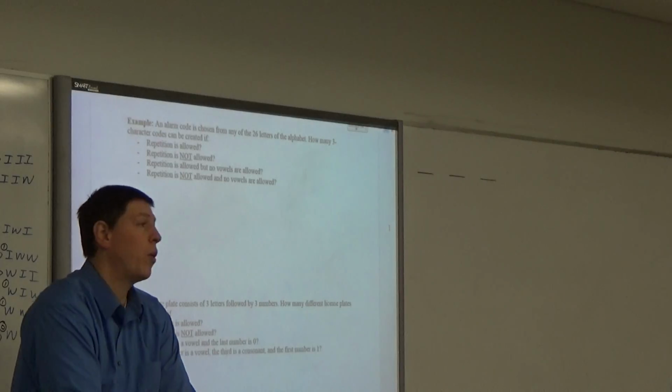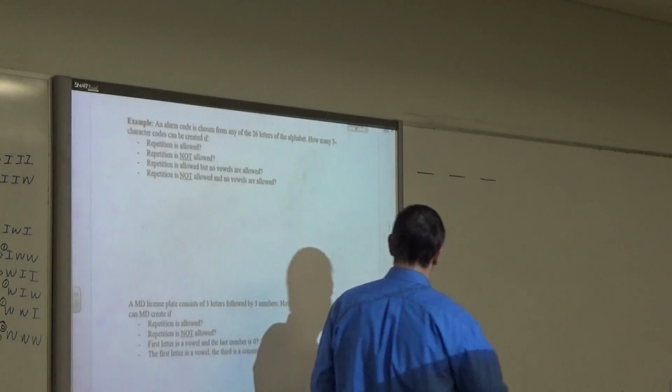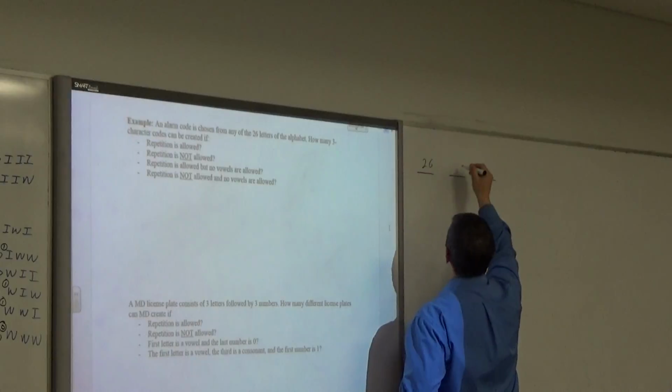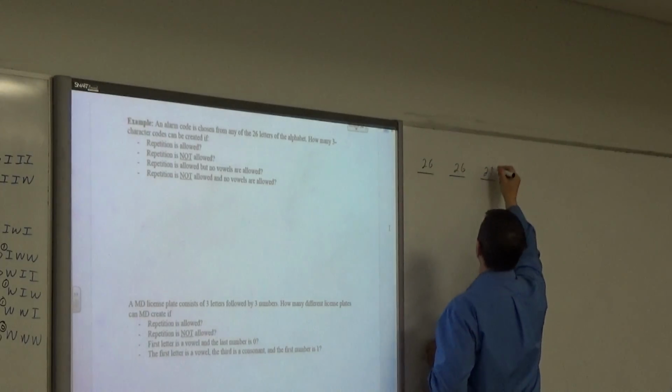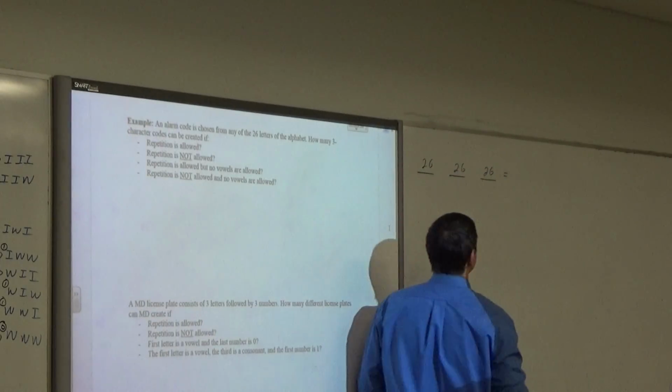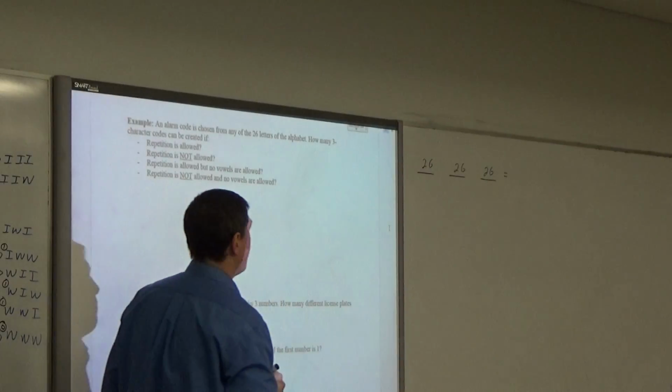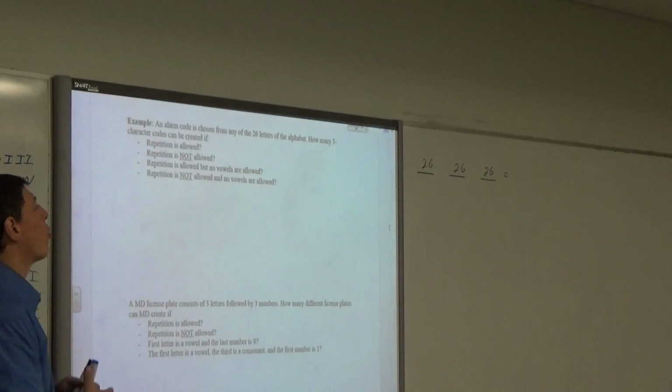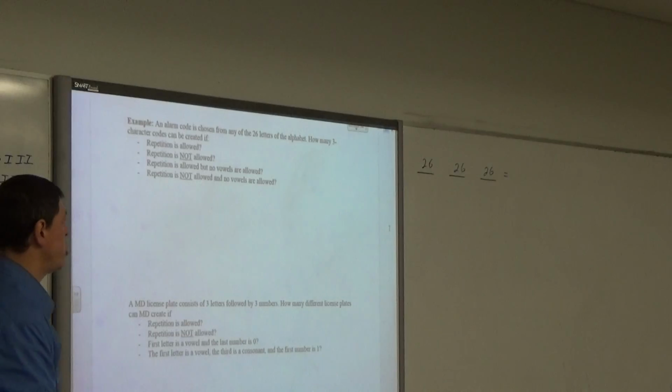Entry? 26. How about for the second? 26. And the third one? So this is one where we could just use 26 to the third because we're not taking away anything each time, okay? So this is an example where we could use an exponential relationship, okay?